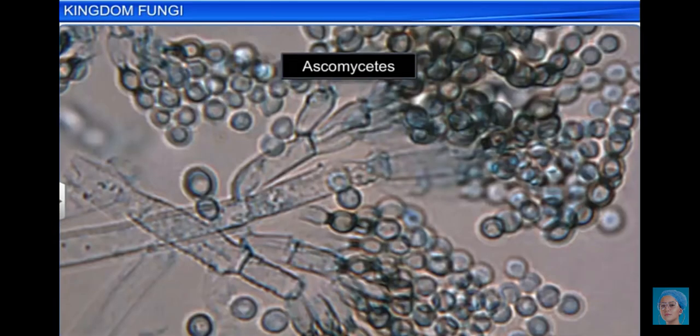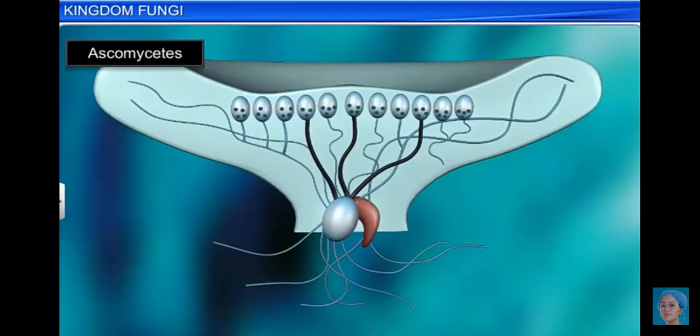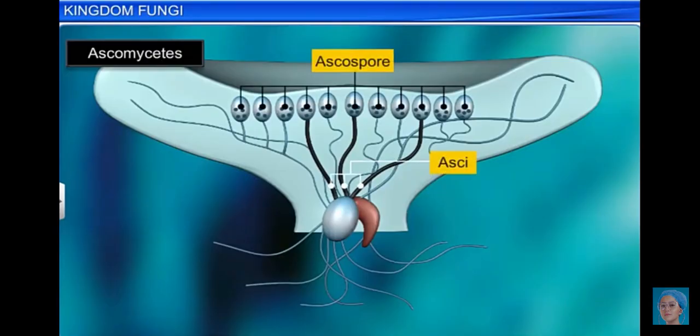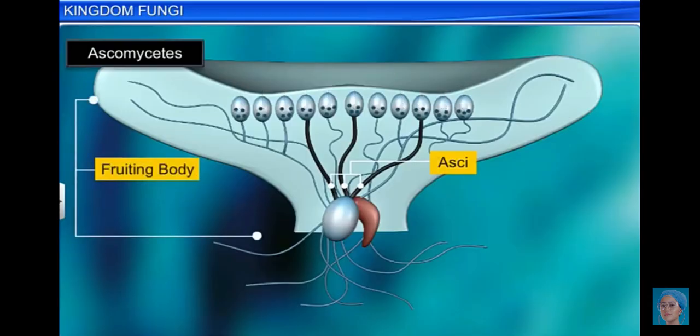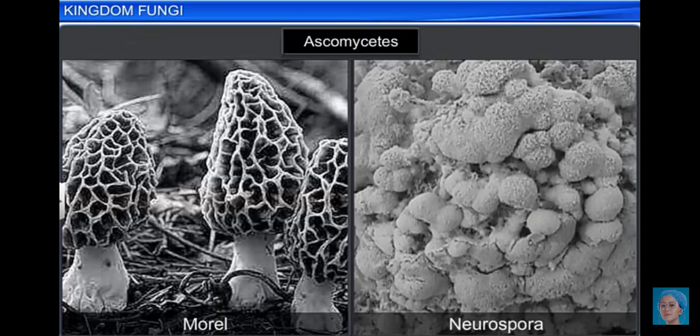They reproduce asexually by spores called conidia that are produced exogenously on the special mycelium called conidiophores. Sexually, they reproduce through spores called ascospores that are produced endogenously in sac-like asci. The asci, in turn, are arranged in fruiting bodies called ascocarps. Some members of ascomycetes, like morels, are edible, while others like Neurospora are used in biochemical studies.